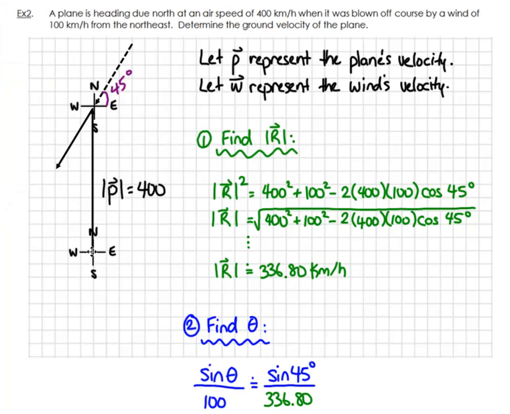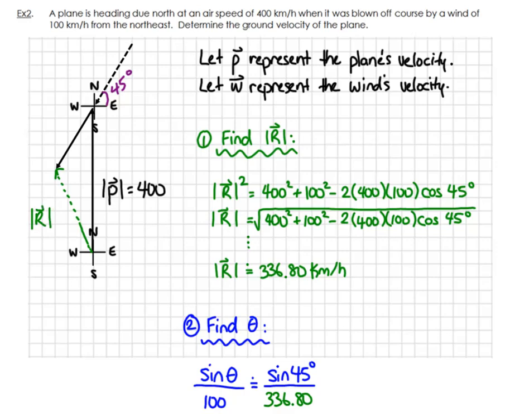Okay, so this makes sense. If your plane was going this way and wind decides to push up against it, it's not going to be going due north anymore. It's probably going to be going in this direction now. So that's going to be our resultant.